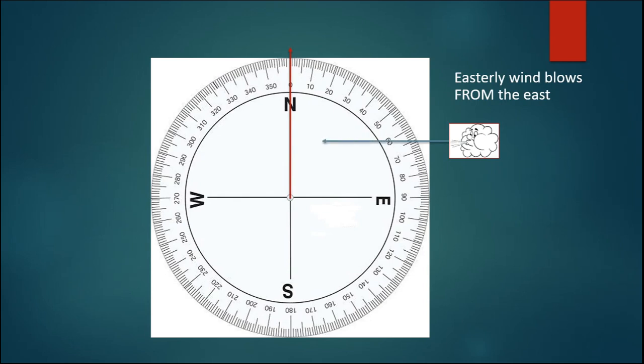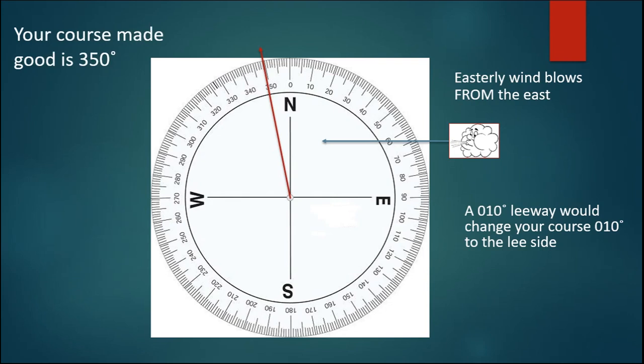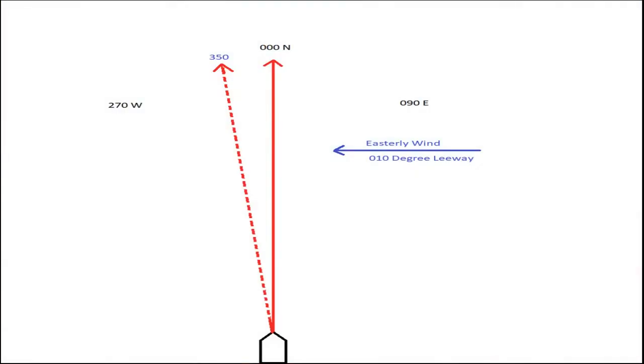Suppose it's blowing from the east and causing a 10 degree leeway. Your course would change 10 degrees to the lee side. In this case, it would be 350 degrees. That would be your course made good, the actual course you are traveling through the water. Notice that while the vessel is steering a course of 0 degrees true, it's actually making a course of 350 degrees true.